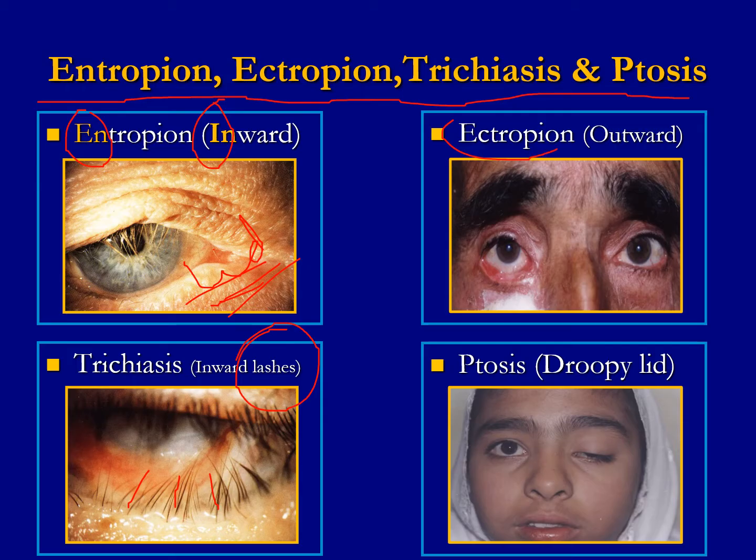Ectropion is outward turning of the eyelid. So here the lower eyelid has turned out, so this is ectropion. And finally ptosis, droopy lid. Look at the lid here, it is droopy as compared to the other eye, and this is called ptosis. And in these MCQs, we'll only discuss ptosis to start with.